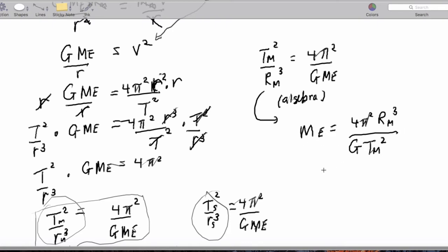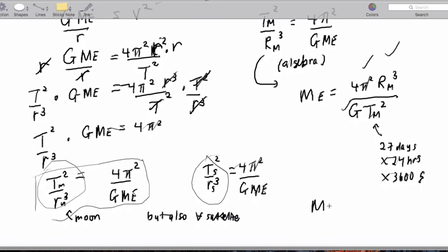One small thing, this is good, and this is good, but the period of the moon is going to be 27 days times 24 hours times 3,600 seconds. So that when we isolate, we end up getting the mass of the Earth is equal to about 6.2 times 10 to the 24th kilograms when we solve with this, compared to, I think, 5.98 times 10 to the 24th in real life. So, yeah, it's okay.